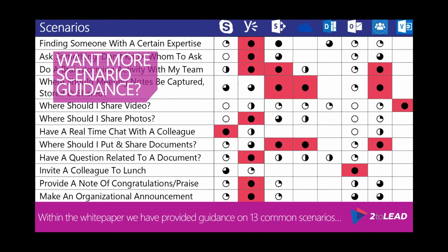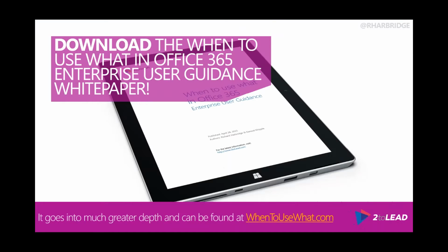And of course, there's scenario guidance. So when you provide guidance on when to use what, you need to do it in context. So you need to do it in context of a scenario. You have to explain, here's a scenario, common one you probably run into. Here's why it might make more sense to use groups or SharePoint or Yammer instead of Outlook, right, which is probably the de facto for most users. And so again, all that's in this white paper.